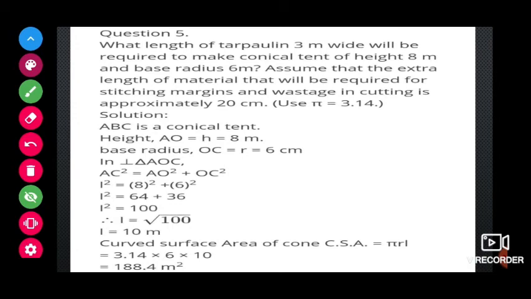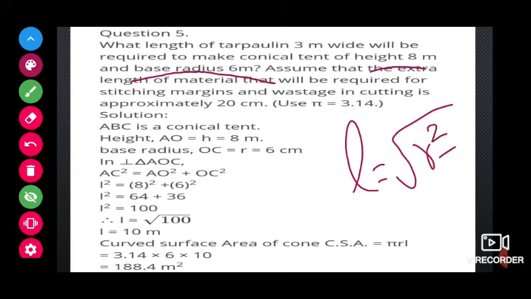Here they are not giving the slant height, children. Please keep it in your mind. They are giving height, the normal height, and the base radius. So first, if I want to find the area, first I want L. So L, how can I find? L is equal to root of R square plus H square.